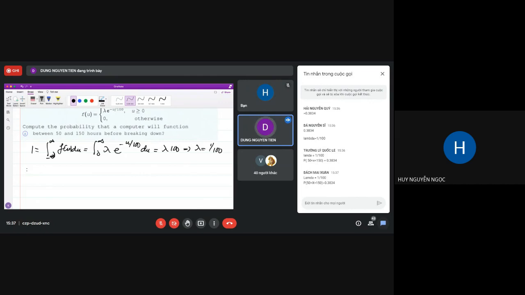And then you can find the probability that X is between 50 and 150. So you get the integral from 50 to 150 of lambda times the exponential of minus u over 100 du. Okay, now you can use the calculator to get the answer, so I will skip it.